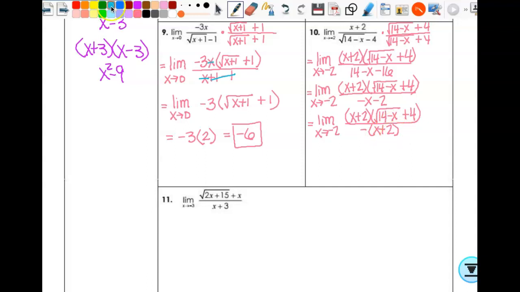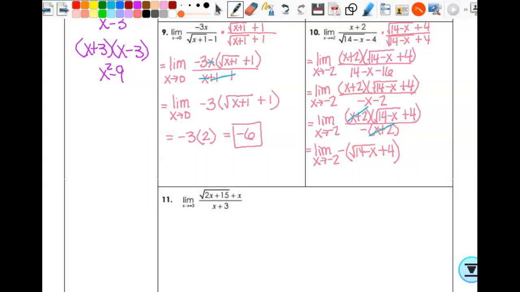Now, we can reduce right there, right? Then the denominator just has a negative in it, so I can bring that negative up to the top and have the limit as x approaches negative 2 of negative, then square root of 14 minus x plus 4.